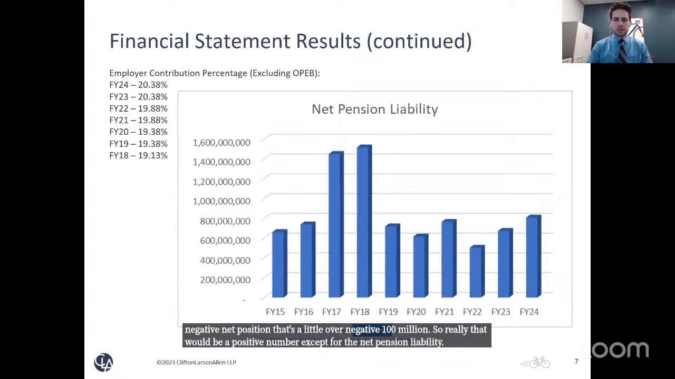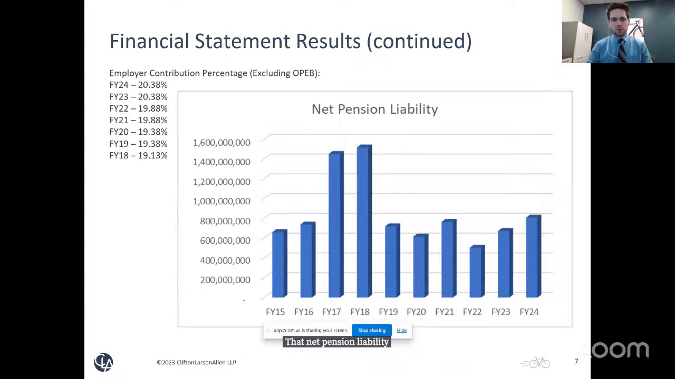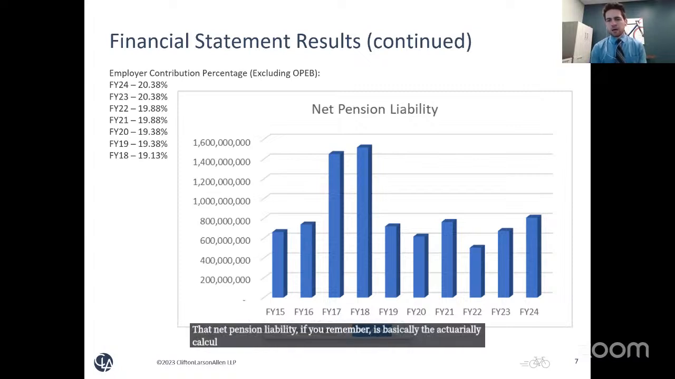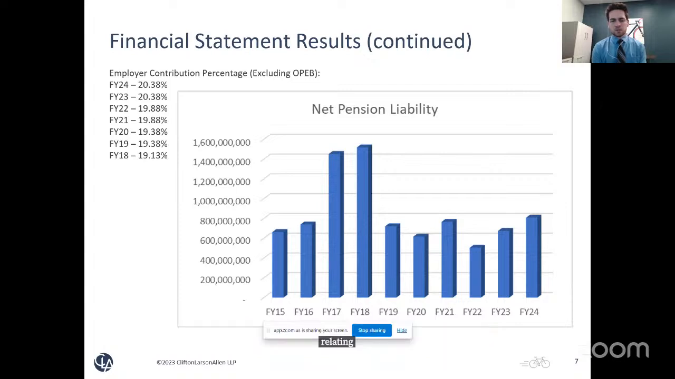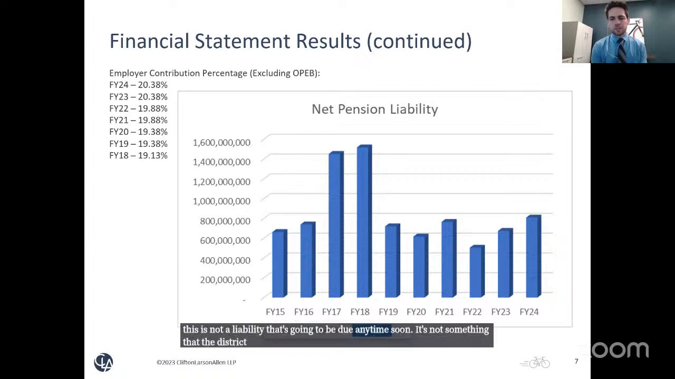That net pension liability, if you remember, is basically the actuarially calculated liability going out into the future of how much of a deficit PERA has relating to the school division trust fund. This is not a liability that's going to be due anytime soon. It's not something that the district could pay off, even if you did have $800 million sitting around that you wanted to give to PERA.